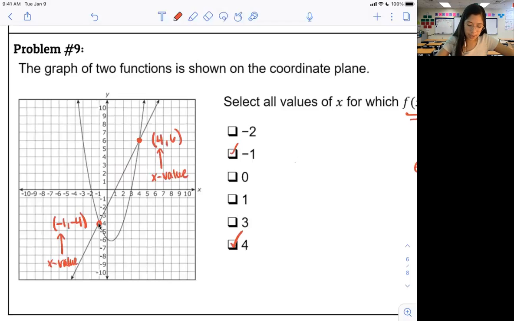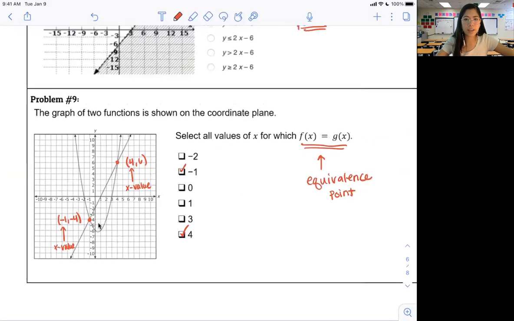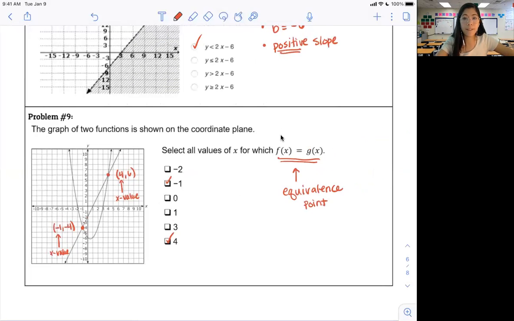All right, so anytime you get a problem like this, where it's asking you where f of x equals g of x, we always look at the equivalence point, but specifically we look at the x value only. Okay. Questions on this one?